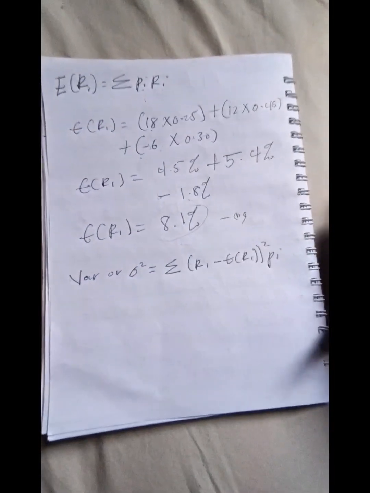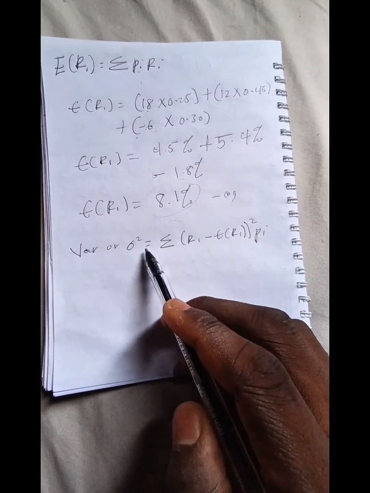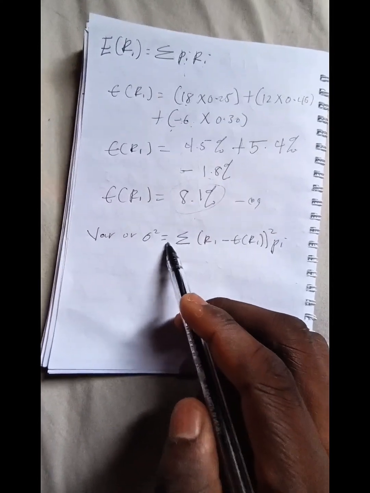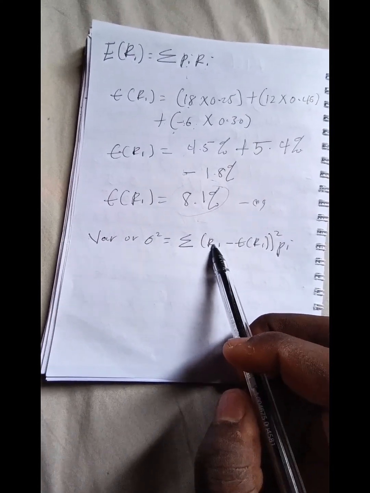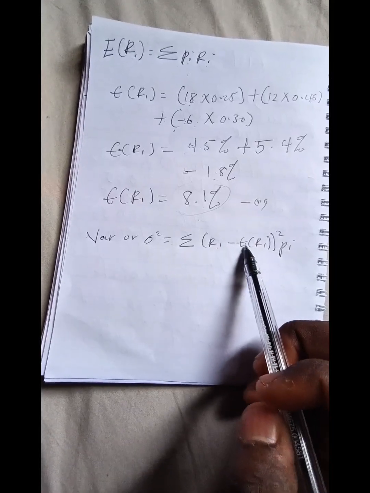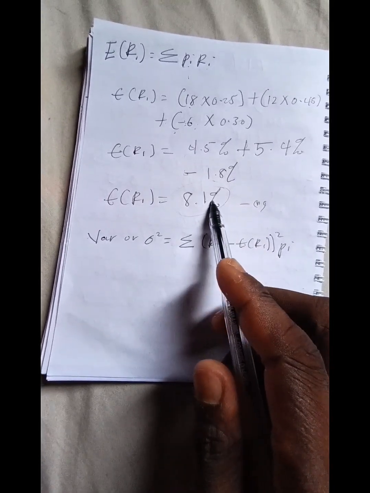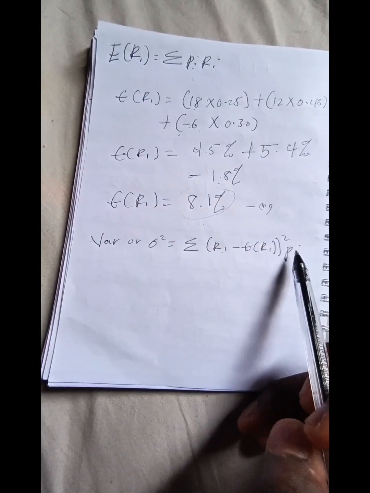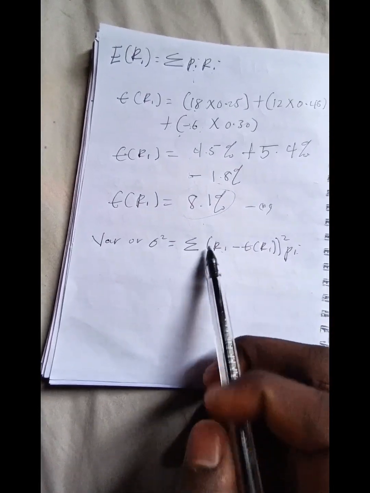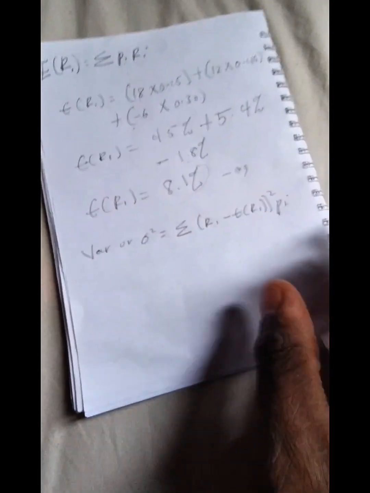So the next question says we should calculate our variance. To calculate the variance of a single security, we use this formula. Variance, or sigma squared, we denote variance with sigma squared, is equal to the summation of the return associated with the investment in the 3 states of economy, minus the estimated return of the security I, that's 8.1 as we established here. Then that value all squared, then multiplied by the probability. Remember, it's a summation, so we're going to do that for each. So let's just go into it.